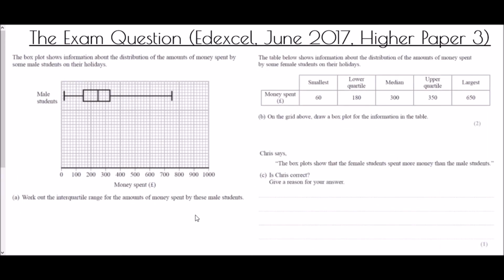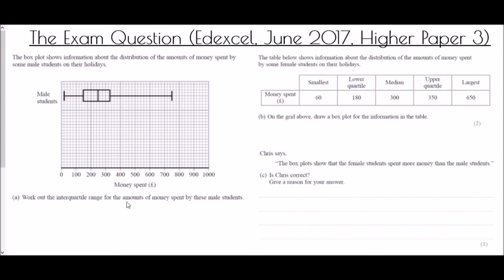Okay, and so now we come to the exam question, and this was from the Edexcel paper in June 2017, Higher Paper 3. This is a calculator paper in case we need it later on within the question. So the box plot shows information about the distribution of the amounts of money spent by some male students on their holidays. Work out the interquartile range for the amounts of money spent by these male students.